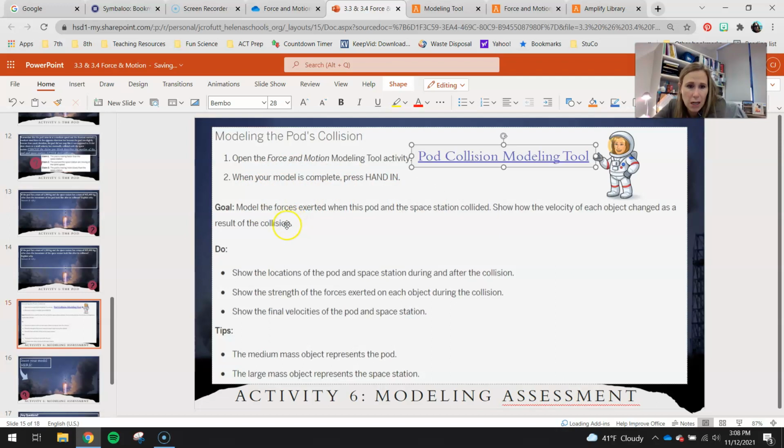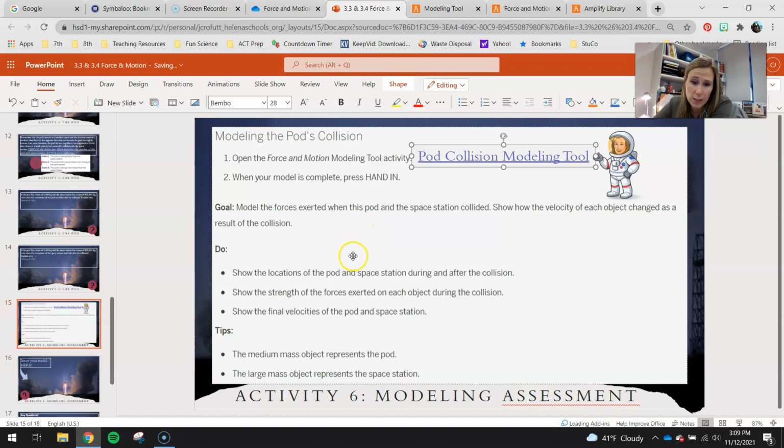Your goal is to model the forces exerted when this pod and the space station collided. Show how the velocity of each object changed as a result of the collision. So really the two things I'm looking for are, can you correctly model the force in the during force box, the middle box? And can you correctly show me how you think the objects might be moving after they hit each other? Show the locations of the pod and the space station during and after the collision. So if they're in the middle of a collision, where would you put those two pods? If it's after the collision, where are those two objects going to be?